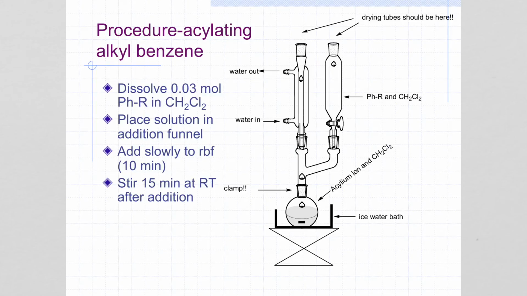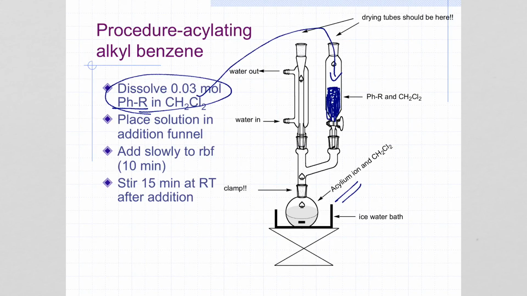Okay, so now that you have the acylium ion down here ready to acylate your alkyl benzene, you can go ahead and dissolve that alkyl benzene that you've weighed out in your dichloromethane. Then you're going to take this solution and put it into the addition funnel. There's your solution in the addition funnel. Then you're going to add that solution dropwise over 10 minutes. And once again, this is going to stay at 0 degrees C because you've got an ice water bath.